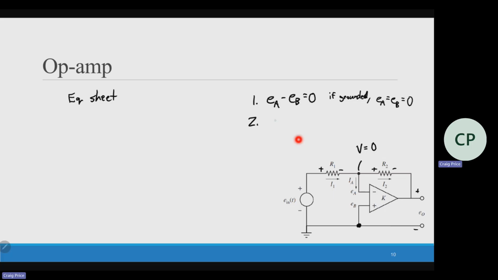The second law, which is also really helpful, is that the current entering the op-amp is equal to 0. It's negligible. It's not drawing any current. It has a very high impedance. So if there's no current going through, that means I1, in this case, is equal to I2. So those two are equal.